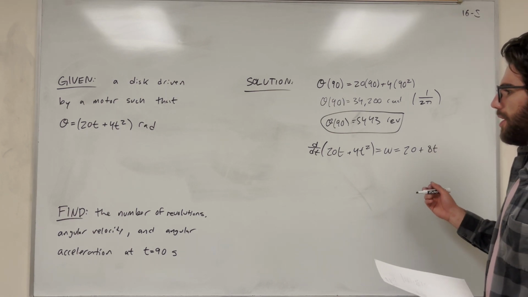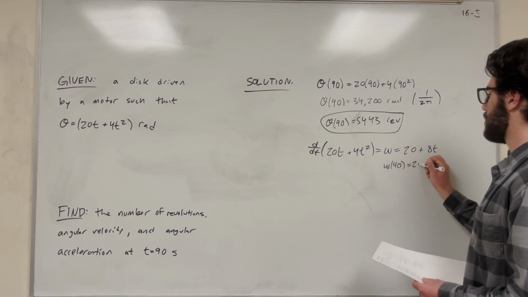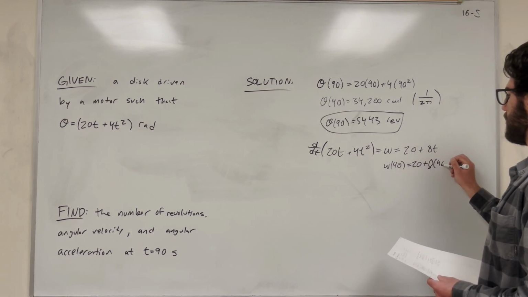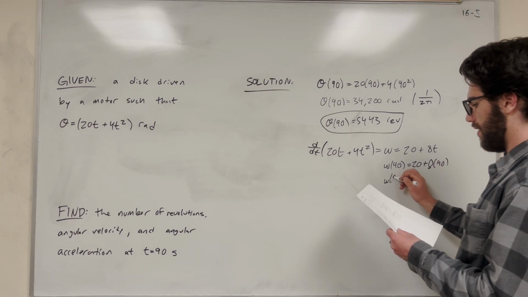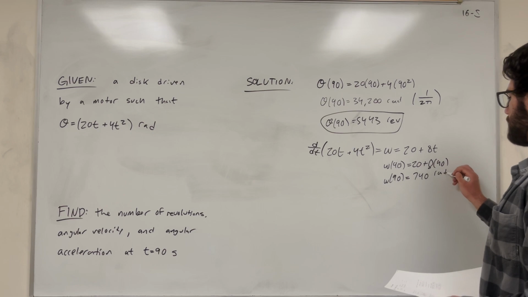All right, so now we're going to plug in 90 seconds. So w of 90 is equal to 20 plus 8 times 90. You get that w of 90 is equal to 740 radians per second.